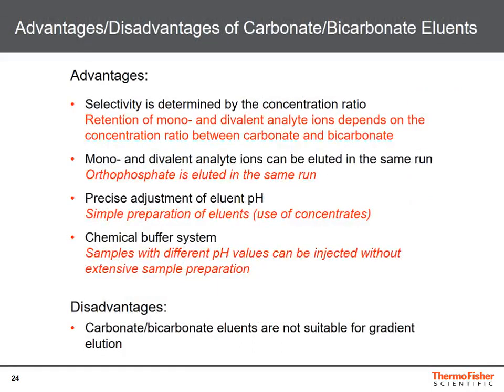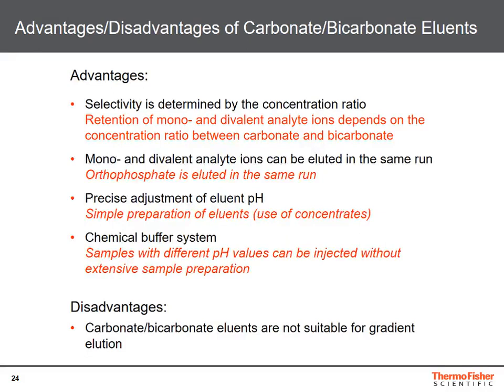For more than 25 years since the introduction of ion chromatography in 1975, anion exchange chromatography was typically carried out using carbonate bicarbonate mobile phases. This slide lists the four major advantages of such an eluent system. For instance, the selectivity is determined by the concentration ratio, and that means the retention of mono and divalent analyte ions depends on the concentration ratio between carbonate and bicarbonate.